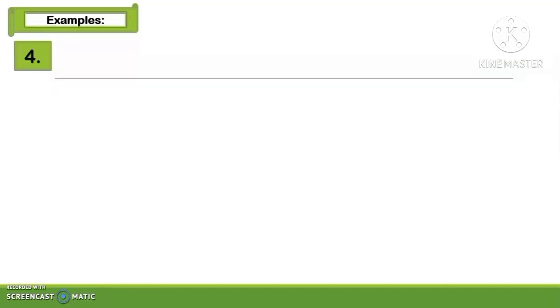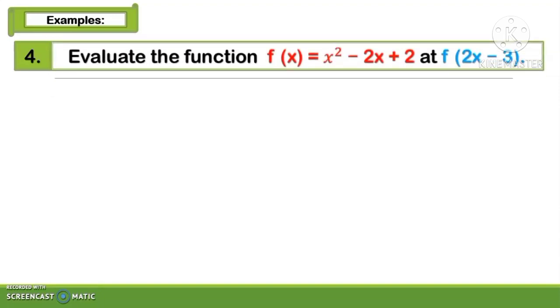Now, let us have example number 4. Evaluate the function f of x is equal to x squared minus 2x plus 2 at f of 2x minus 3. Let us have the solution. First, copy the given function, and that is f of x is equal to x squared minus 2x plus 2. Ngayon, magsa-substitute na tayo. And then after that, we will follow it by simplifying the function.